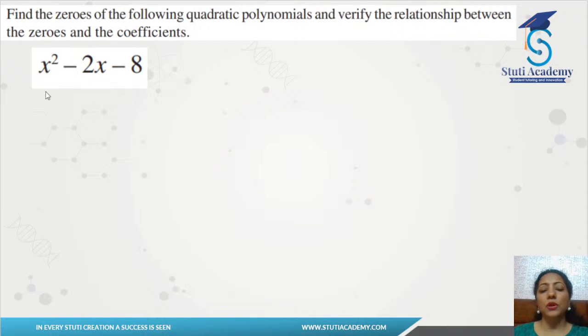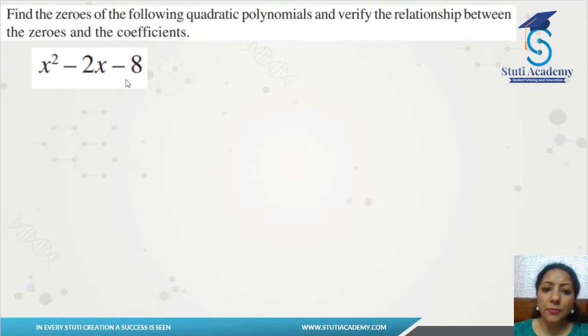Now the zeros of the polynomial, how to find that? This we've learned in grade 9 also. We are going to solve it using the split the middle term method. So here, even before you use the split the middle term method, you have to first of all make sure that this polynomial is written in standard form. So we can see it's written in standard form. We have x square term, we have x term, and then we have the constant term.